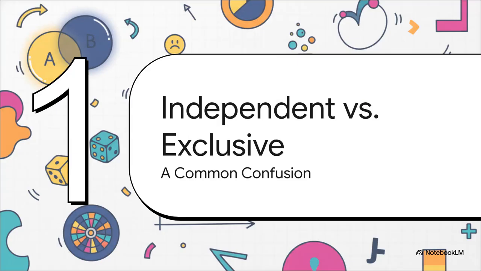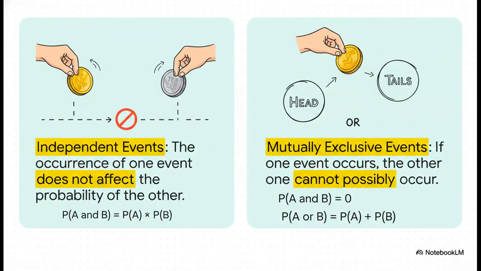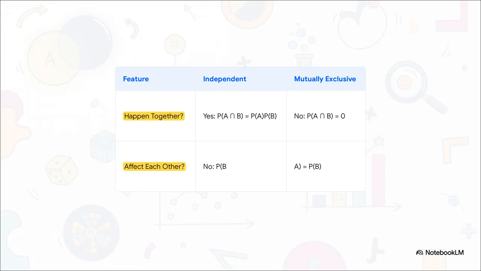Okay, now we have to talk about this because it's a super common point of confusion. People often mix up the idea of independent events with mutually exclusive events. And they sound kind of similar, but in probability, they are almost polar opposites. So let's put them head to head. Independent means they don't affect each other at all. Think about flipping a coin twice. The first toss has no say in what the second one does. Mutually exclusive, on the other hand, means they can't possibly happen at the same time. Think flipping one coin once. It's either heads or tails. It can't be both. This table is where it all clicks.